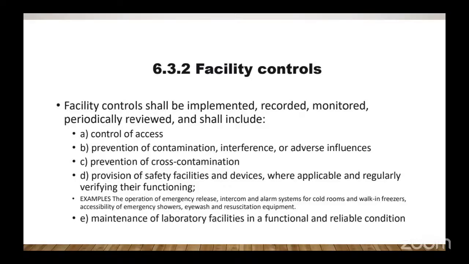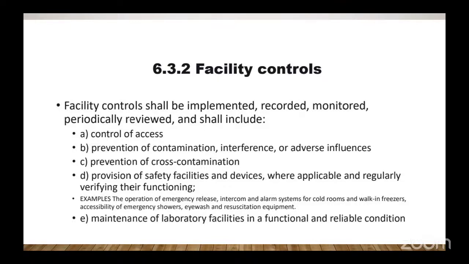Provision of safety facilities and devices where applicable, and regularly verify their function. Things like the fire alarm system, the fire system, smoke detectors, everything, first aid, all those things, they are part of safety, eye wash stations, etc. So these things must be in place and they must be checked periodically to see if they are functioning. Because of what use is it to have a fire safety device that is not actually working?